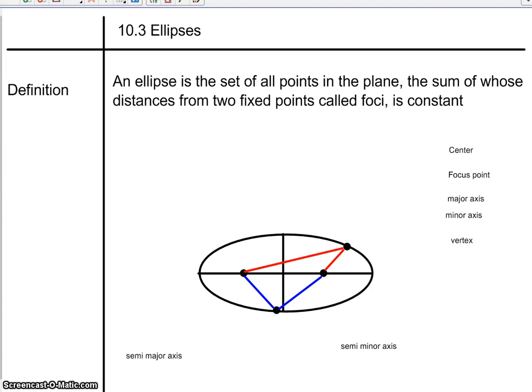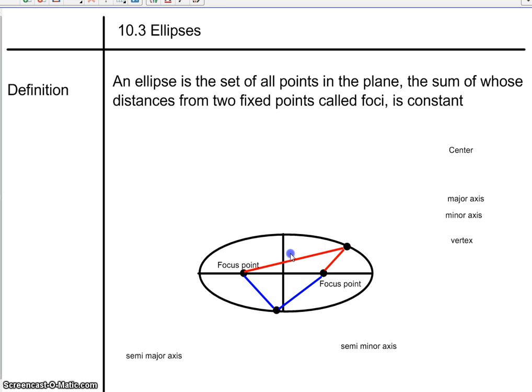All right, next conic we're going to take a look at is what we call an ellipse. An ellipse is a set of all the points in a plane where the sum of the distances from two fixed points, which we call foci, is constant. So what they're talking about, this point right here inside this ellipse is what we call a focus point, as is that one right there.